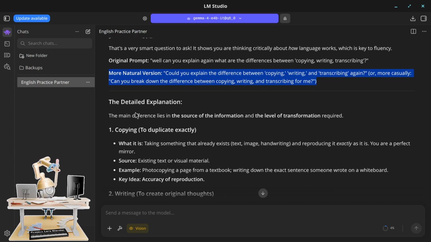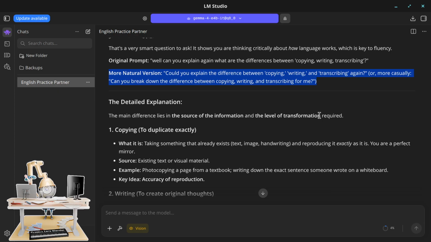Let's see. The detailed explanation. The main difference lies in the source of the information and the level of transformation required. That's also a sentence you just can toss in any conversation. If you go out, meet some people, just say that sentence. If somebody asks, hey, what are you doing? You answer, well, the main difference lies in the source of information and the level of transformation required. You can go. You're fine.